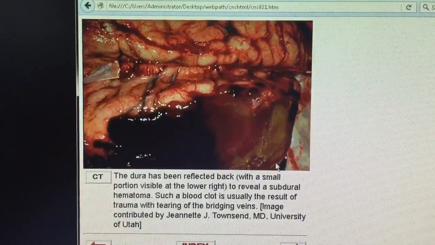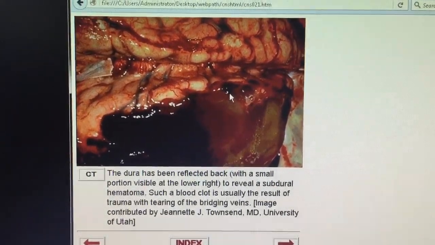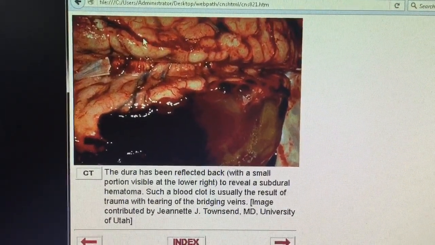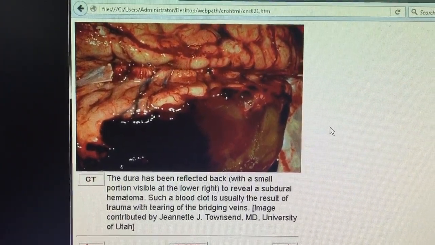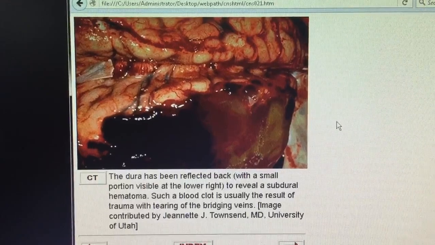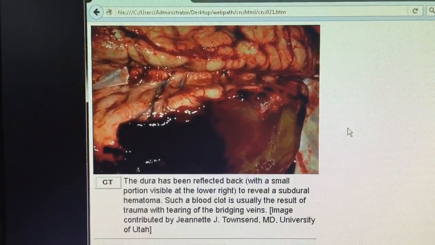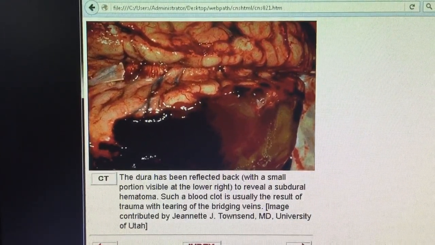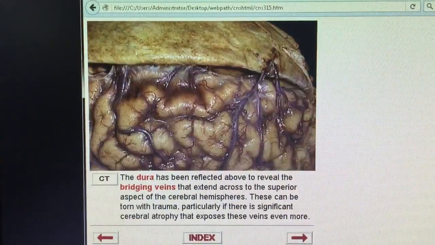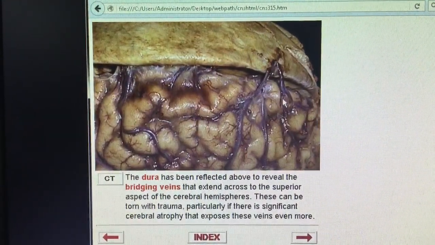Let's compare it with the other type, subdural hematoma. Here we remove the dura, then we can see the brain, and the hemorrhage is immediately between the dura and the brain. This type we call subdural hematoma, and usually it is due to rupture of a bridging vein. I'll show you the normal bridging vein. This is the dura, here we have the brain, and this is the bridging vein.